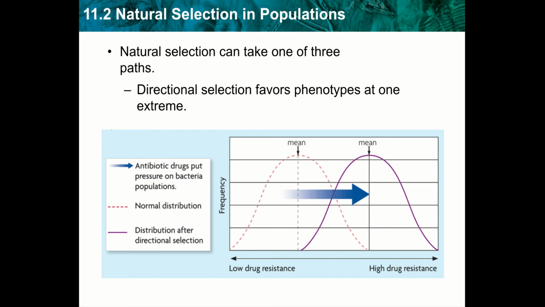In this example, antibiotic drugs put pressure on bacteria populations. So those bacteria with low resistance will go through the process of natural selection and will not survive. Those bacteria with high drug resistance, one extreme phenotype, are going to survive the antibiotic drugs. And when they survive, they're evolving, they're changing, and they're going to reproduce. So in this case, a directional selection is going to favor an extreme phenotype, one or the other. And in this case, the high drug resistant is favored. And again, by favored, I mean it's going to survive. Those with low drug resistance are not going to survive.